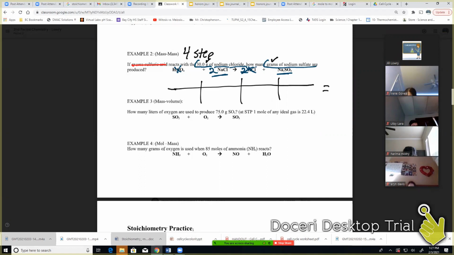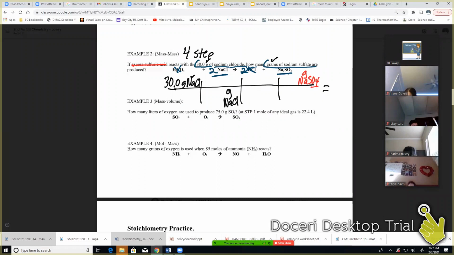All right, next step. What am I going to start with? The given. 30 grams of sodium chloride. There's my beginning, and then I always want to give myself an end. And I want to convert to grams of sodium sulfate. Now, once I've done that, then I'm ready to just start going along and following my units. If I'm grams of sodium chloride there, I have to have the same units with the same substance down below.